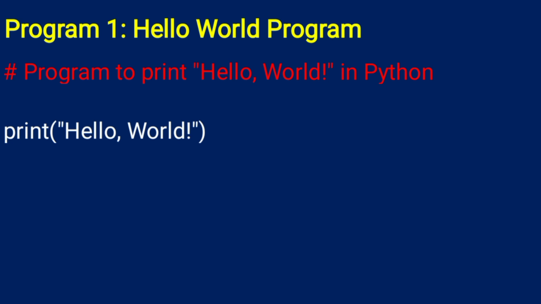The next line is where the magic happens. We use the printf function to display output on the console. Here we are printing a string, Hello World. When we run this program, it simply prints Hello World to the console.